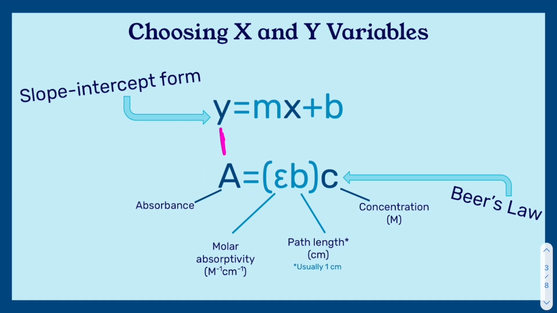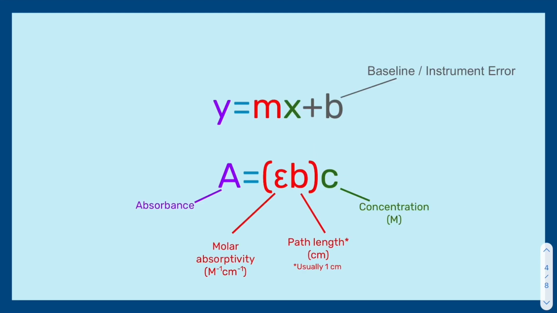Same thing with concentration. We can see that concentration is what we change in the experiment, so it will go on the x-axis, and we can relate it in that equation there. So we've already shown that absorbance corresponds to y and concentration corresponds to x. Now let's look at the slope. We can see that these two equations correlate in the sense that m is equal to epsilon times b.